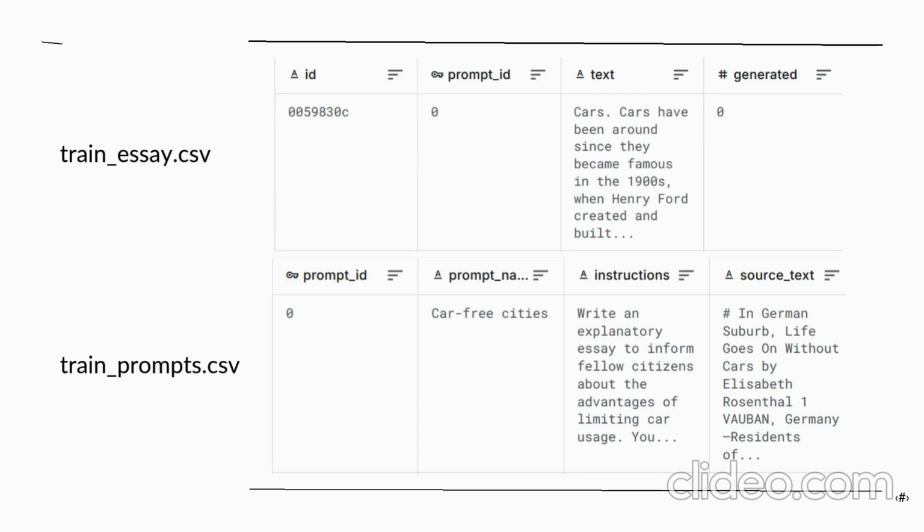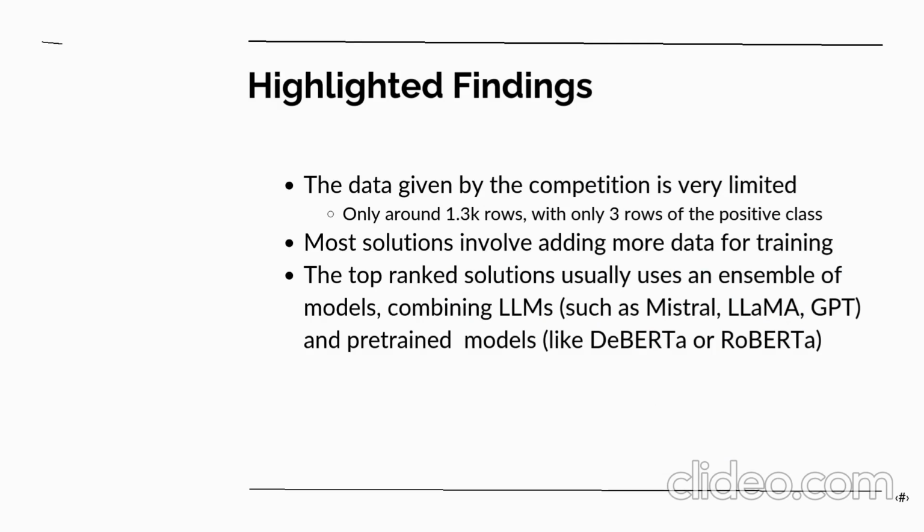After doing some observations, the highlighted findings are that the data given by the competition is very small, only around 1,300 rows with only 3 rows of the positive class. Most solutions involve adding more data for training the models. And the top ranked solutions usually use an ensemble of models combining large language models like Mistral, Llama, or GPT and pre-trained models like DeBERTa or RoBERTa.